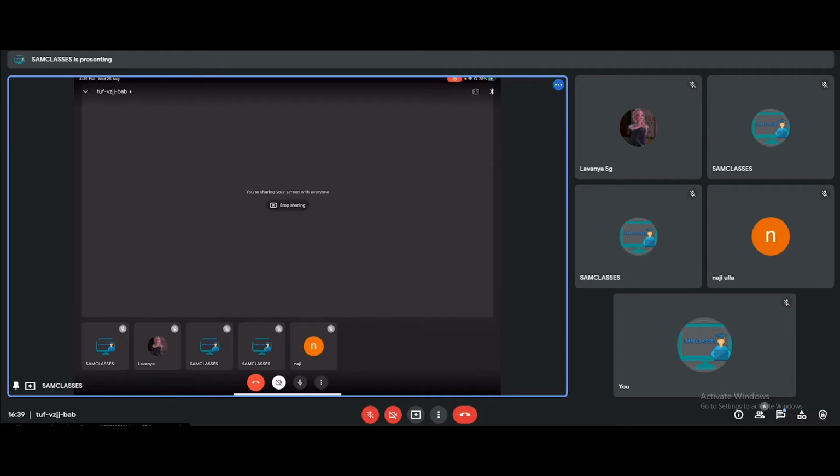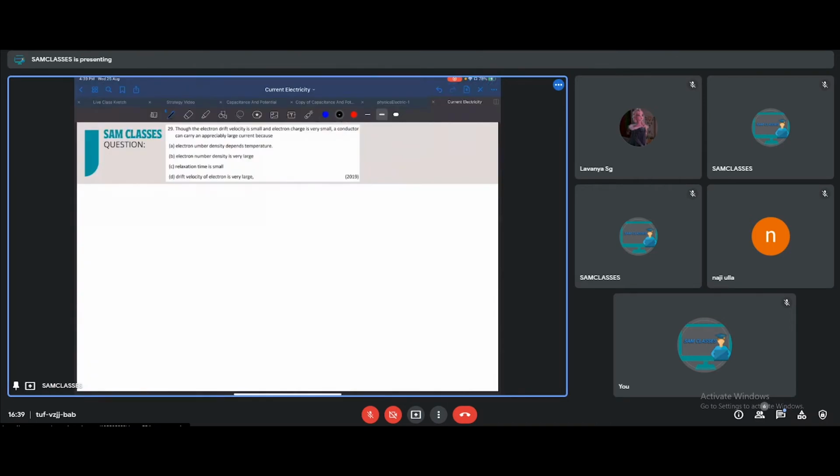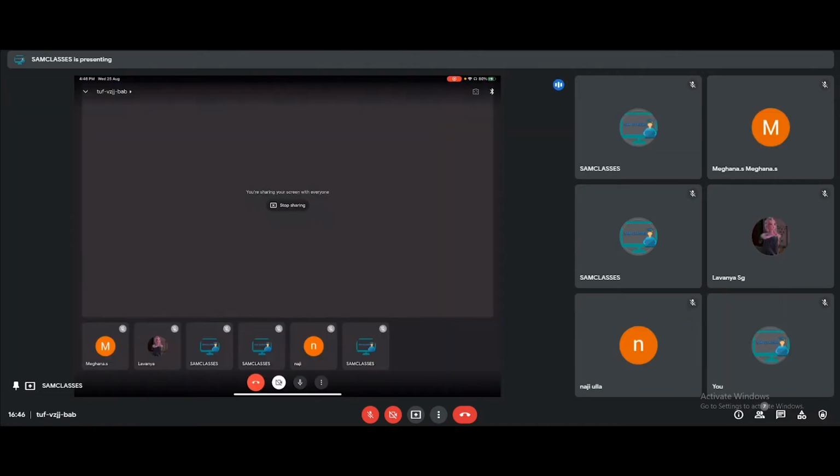Okay. What is the answer here? D and B. Electron number density is very large. I is equal to NeAVD. Even though this is small, this is fixed, and the charge on the electron is small, this is huge. So that's why we have that much current. Okay, good. Now let's see this question.